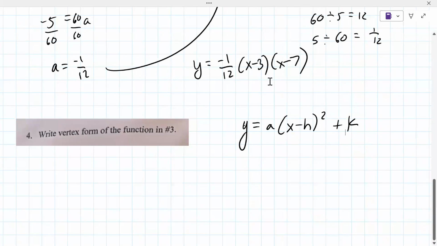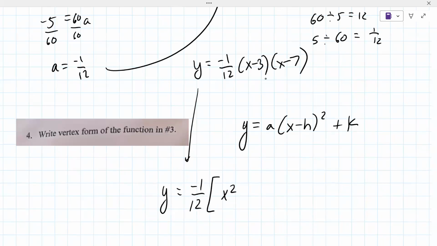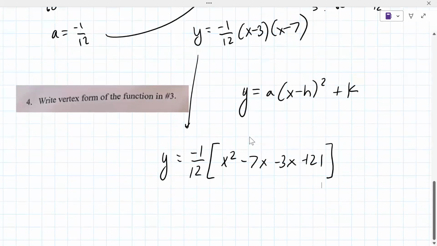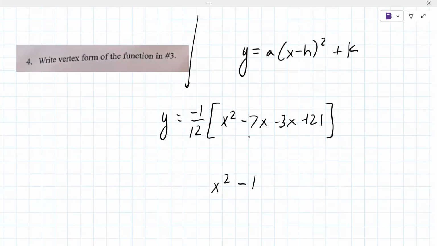Okay, so there's a couple of ways that we can go. One is we do need to FOIL or expand this x minus 3 times x minus 7. So we can do that down here. Y equals minus 1 over 12, and then we're going to FOIL. So that's x squared minus 7x minus 3x plus 21, like that. And so this becomes x squared minus 10x plus 21 with this minus 1 over 12.